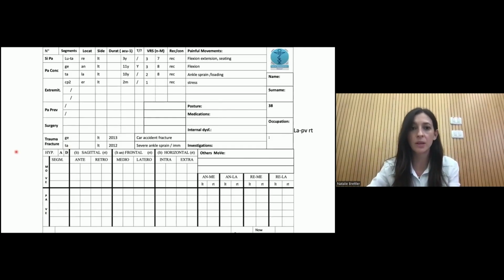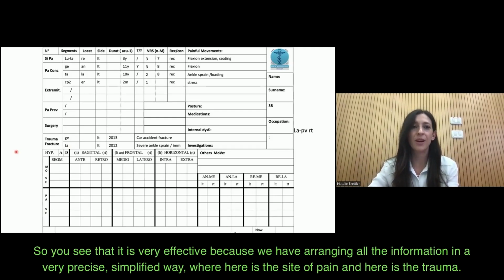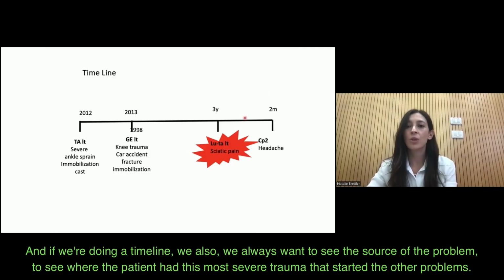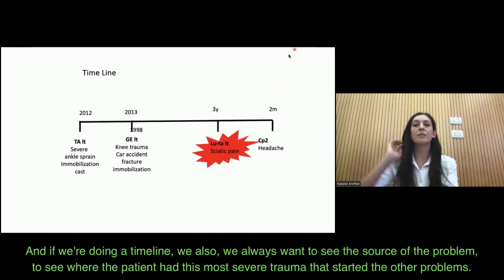So actually, we have a lot of information here, but when we consider fascial manipulation, this is how our assessment chart looks. So you see that it is very effective because we are arranging all the information in a very precise, simplified way, where here is the site of pain and here is the trauma. And if we're doing a timeline, we always want to see the source of the problem, to see where the patient had the most severe trauma that started the other problems.